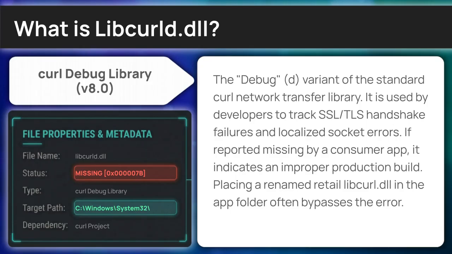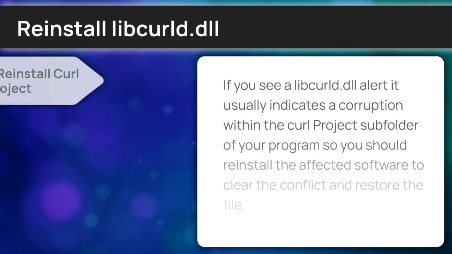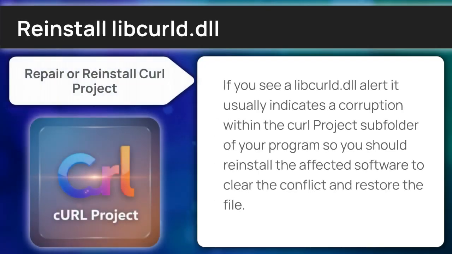With the explanation out of the way, let's refresh the affected files. If you see a Libcurl Debug Library DLL alert, it usually indicates a corruption within the Curl project subfolder of your program, so you should reinstall the affected software to clear the conflict and restore the file.